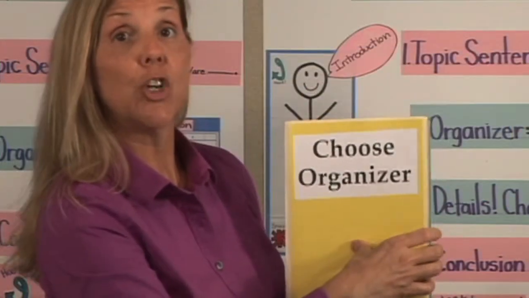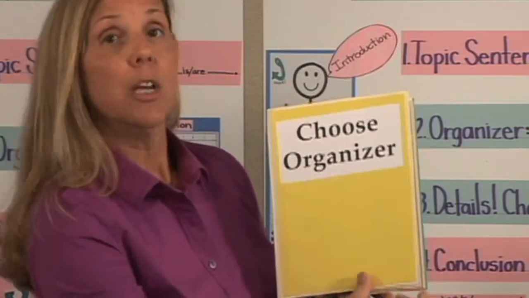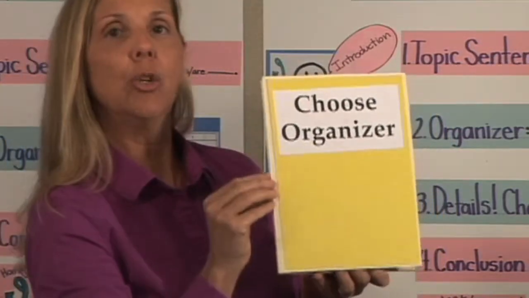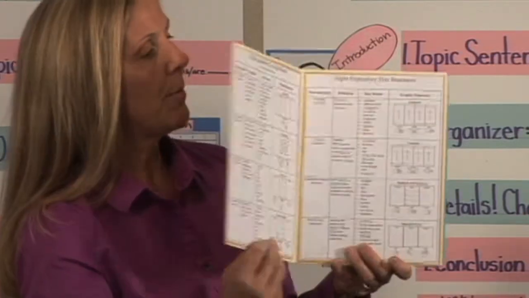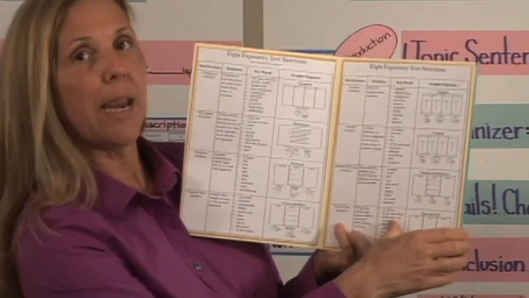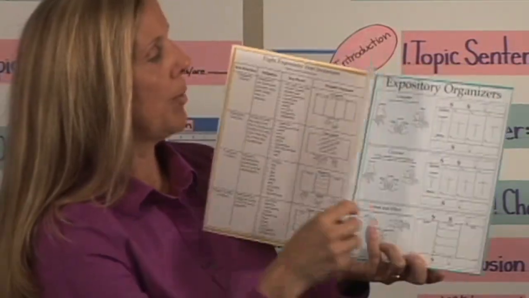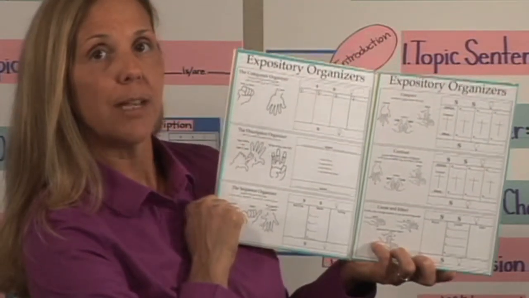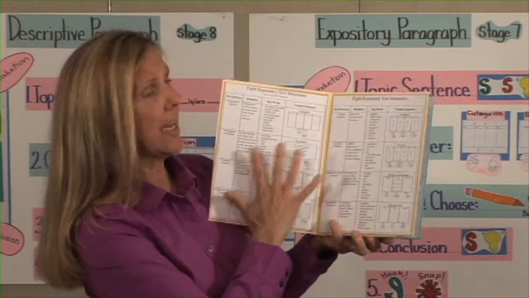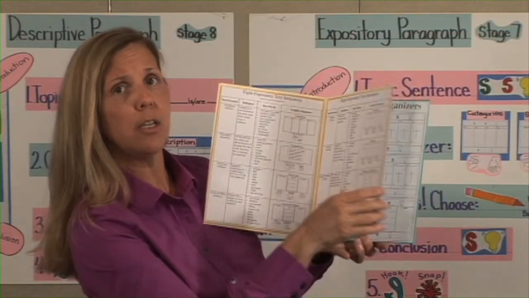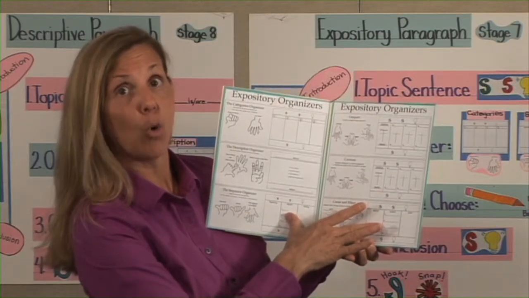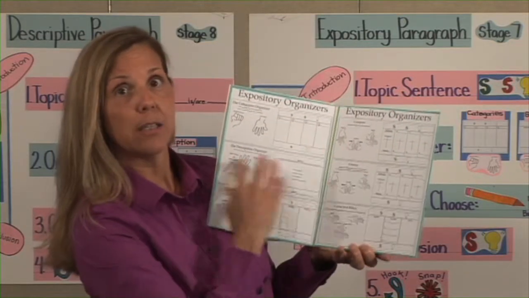This is put together with 2 file folders. Basically what I did was I took 2 file folders and I glued them together so that when you open them up, you have facing pages. And then when you open up the next set of file folders, you have 2 facing pages. I'm looking at the text structures with a lot of information, and then I go to the next 2 pages and I have those different organizers, but they're big.